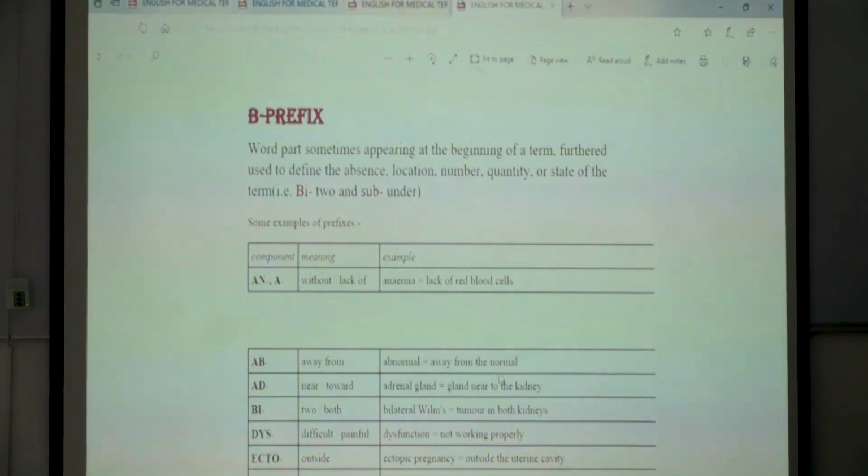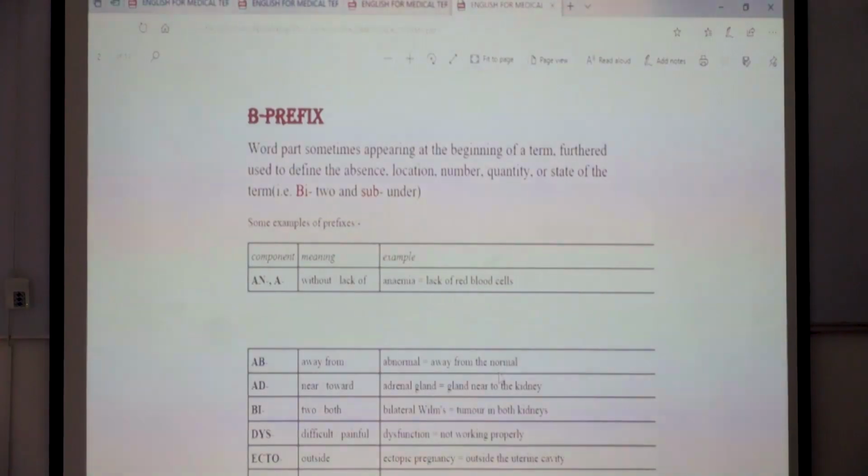We have many prefix for that, like an, anemia, lack of red blood cells, like AB, away from, abnormal, anything out of normal. AD, which mean nearby, you see, or forward, like adrenal gland, a gland which is nearby to the kidney.